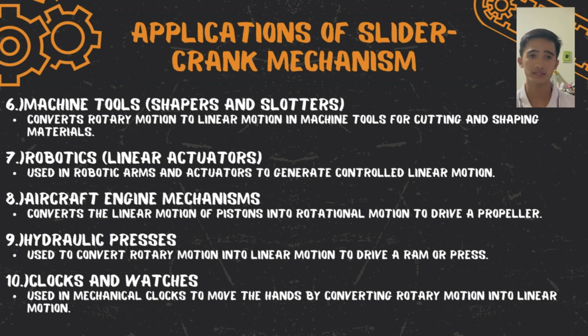So the last one is clocks and watches. Its application is used in mechanical clocks to move the hands by converting rotary motion into linear motion. So the mechanism ensures the hands of the clock move smoothly and at the correct speed by converting the rotational movement from the gears. That's all.